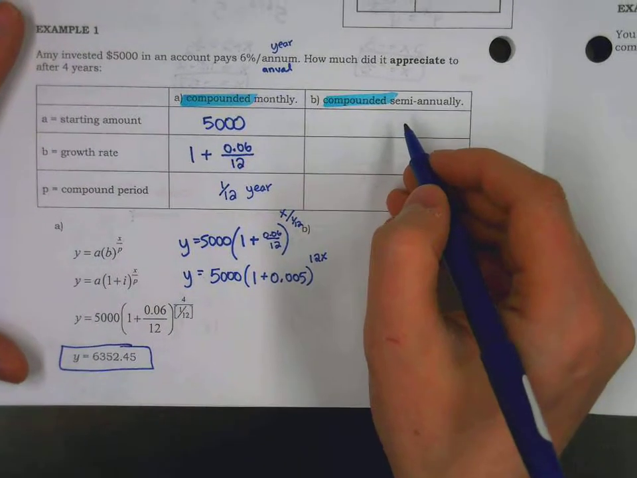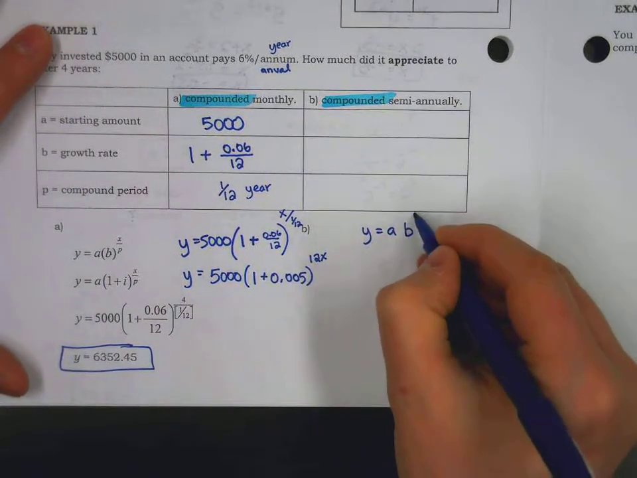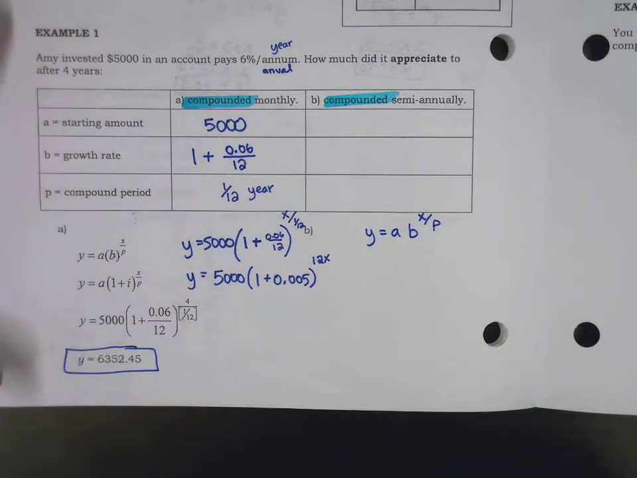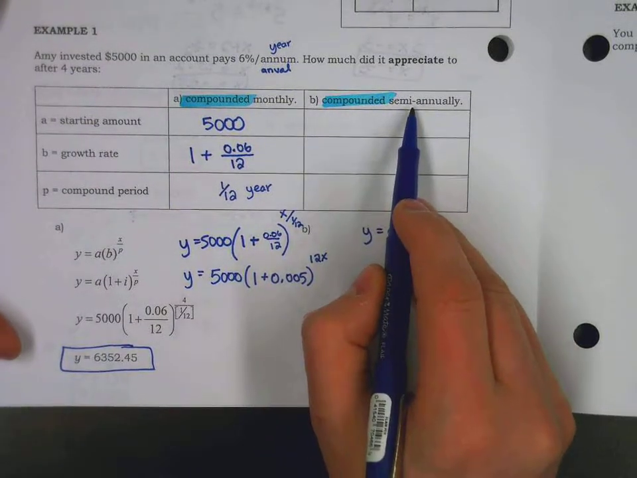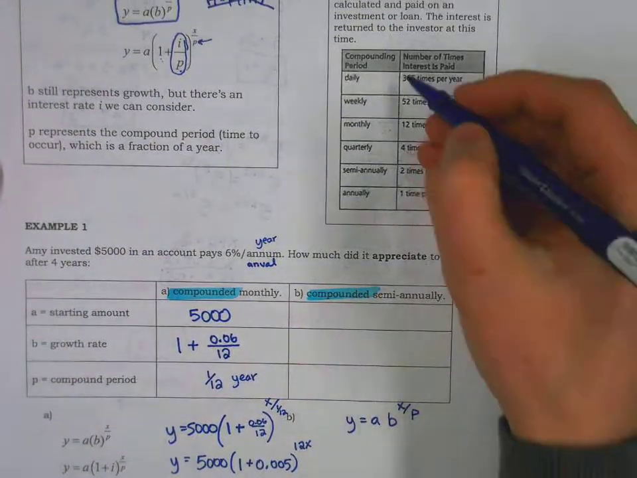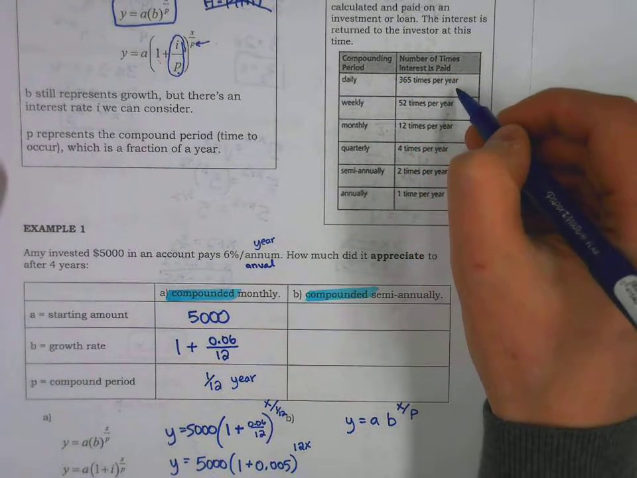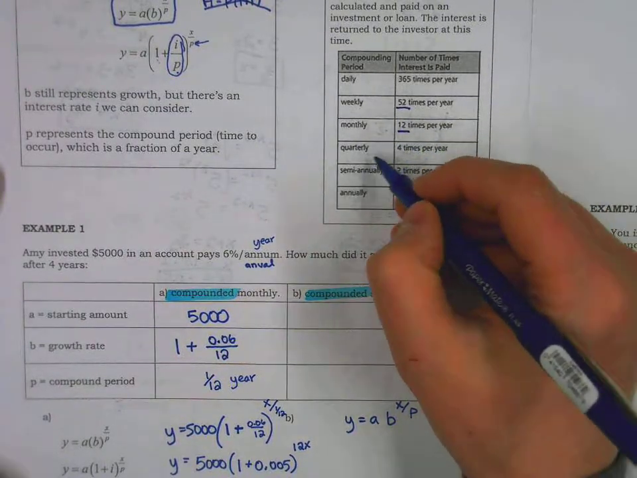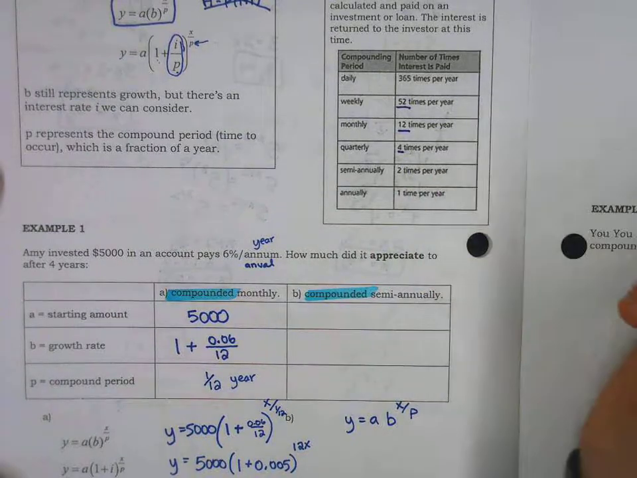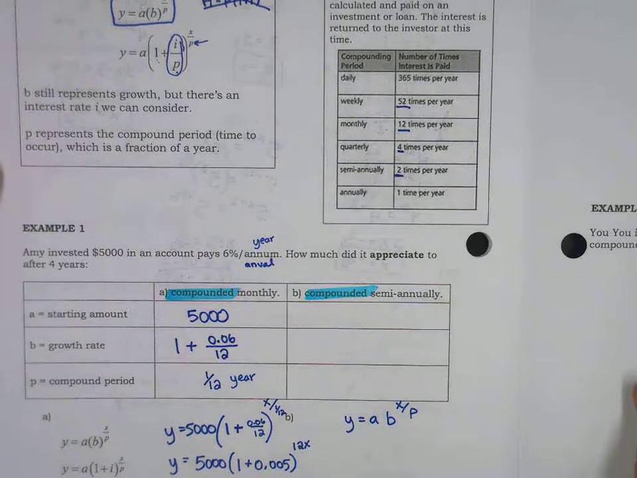Now what would change if we said compounded semi-annually? So we have the same sort of setup, A B to the x over p, same formula for all of our applications of exponential functions, but this time instead of compounded monthly, we're going to compound semi-annually. Now there are some different ways to compound: daily, every day, 365 times in the year; weekly, 52 times a year; monthly, 12; quarterly is 4 times a year; semi-annually is twice per year.